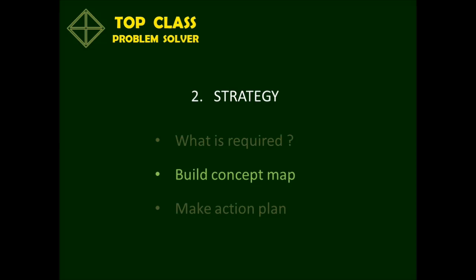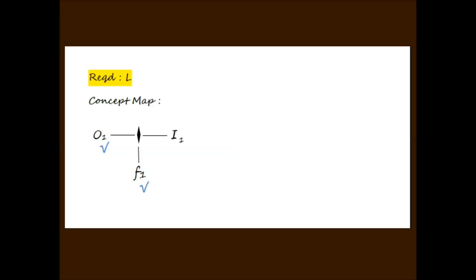The second step of the strategy is to construct the concept map. The concept map relates the parameters that are given in the problem and the required parameter. Looking at each lens in turn, we first look at the objective lens, lens number 1, for which we are given the object, O1, and we're given the focal length, f1. From these, we can calculate the image of lens number 1.